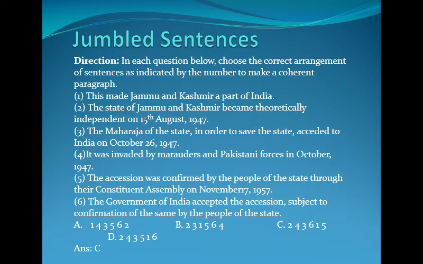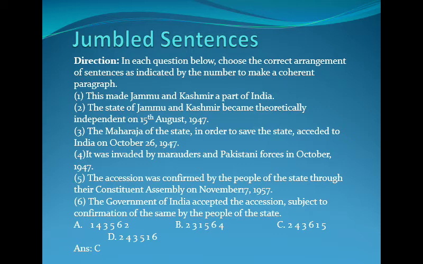So it says the first sentence. Now when you look at the first sentence for a jumbled sentence question type, you always look for a generalized statement. Among the 6 statements that are given over here, the most general statement is point number 2, which says the state of Jammu and Kashmir became theoretically independent on 15th August 1947. This is a general statement which just says about the independence of Jammu and Kashmir.